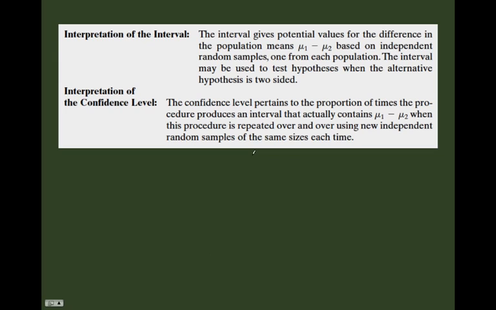So how do we interpret the interval? Well, the interval gives potential values for the difference in the population means based on independent random samples, one from each population. The interval may be used to test hypotheses when the alternative hypothesis is two-sided. We'll talk about that in a little bit too. The confidence level pertains to the proportion of times the procedure produces an interval that actually contains mu1 minus mu2 when this procedure is repeated over and over using new independent random samples of the same size.